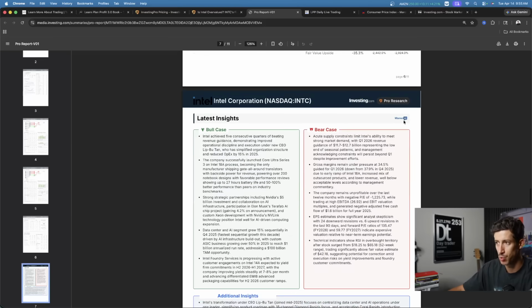My favorite part as well within the pro research, the bull case and the bear case. Remember, beginners, in my opinion, should not be looking for reasons on why to invest in companies, but why to avoid them. You should be aware of all of the risks, not to be convinced why to, but maybe why it's not worth investing. Acute supply constraints, gross margins remain under pressure, the company remains unprofitable, EPS estimates show significant analyst skepticism, technical indicators show RSI is in overbought territory. Again, just all these red flags, right?